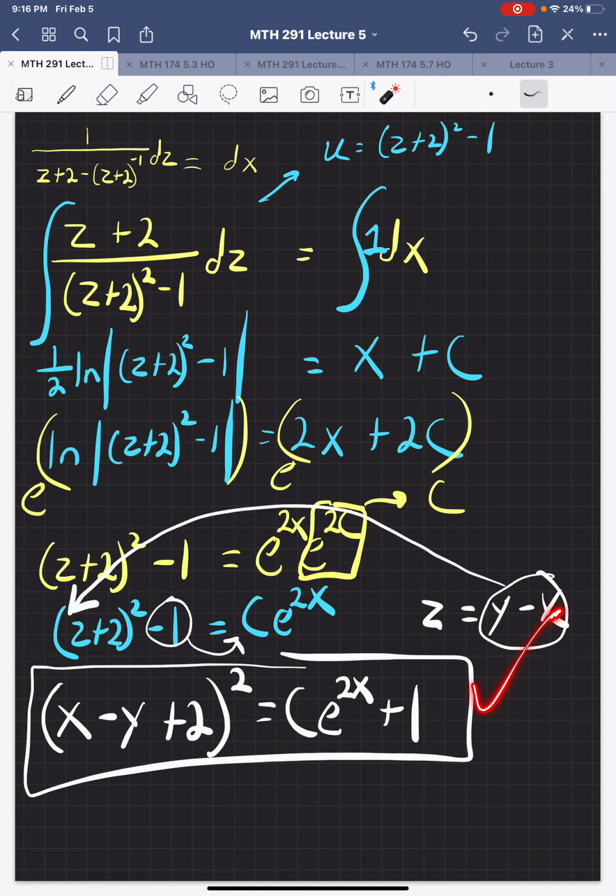So we're going to leave our solution in implicit form, all right? We're not going to be able to explicitly define it for y. Okay, that's another technique for your belt there.